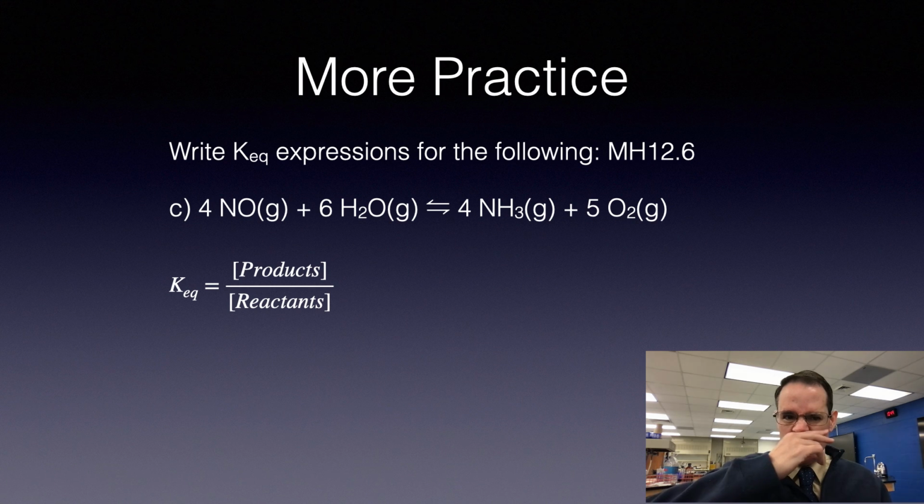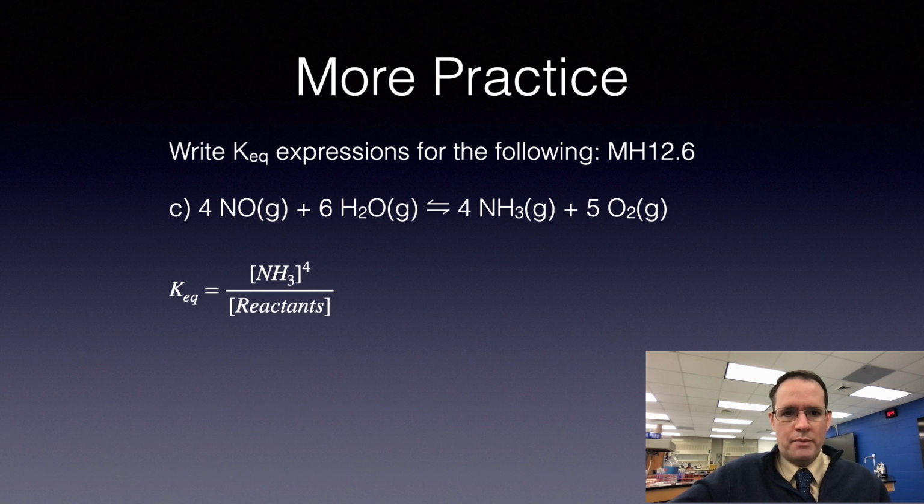For part C, we have, again, products over reactants, and everything here is a gas, so no tricky business. We have ammonia to the 4th power, oxygen to the 5th power, so those are all products on the right-hand side. Our reactants are NO to the 4th power and H2O to the 6th power. Here, H2O is a gas, so it is in the equilibrium expression, so watch out for that.